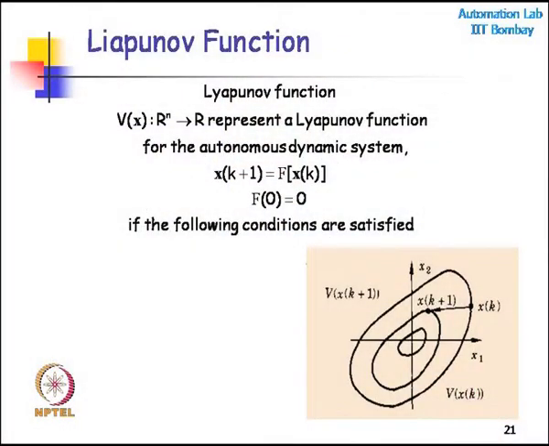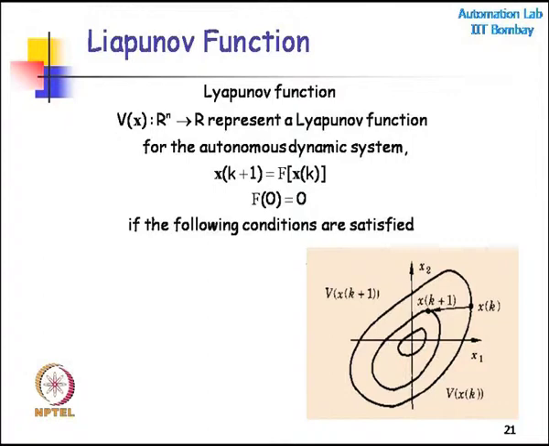So in general, I am worried about a system of this form, x(k+1) = f(x(k)), and f(0) = 0. What it means is that if there is a steady state x bar, we have done a transformation, and then we are dealing with a difference equation whose steady state is nothing but the origin.